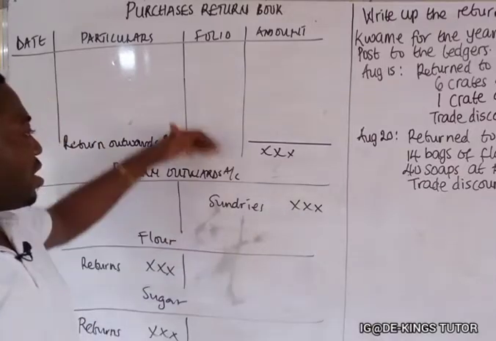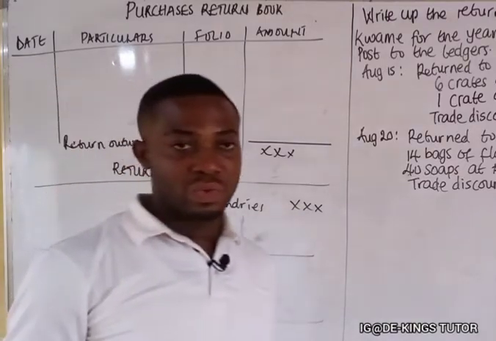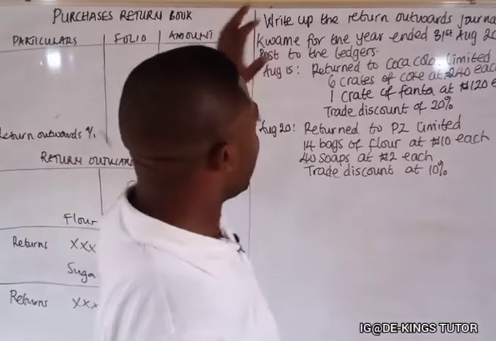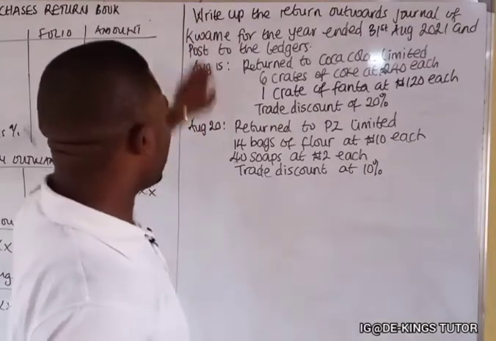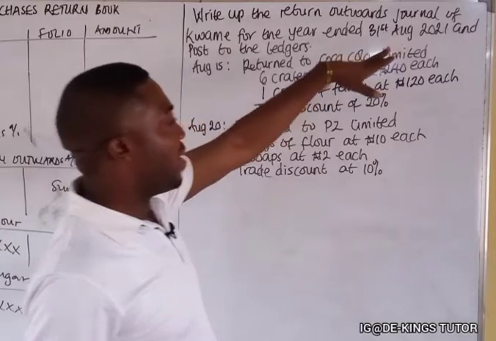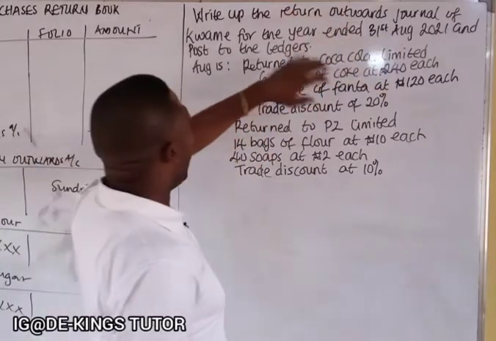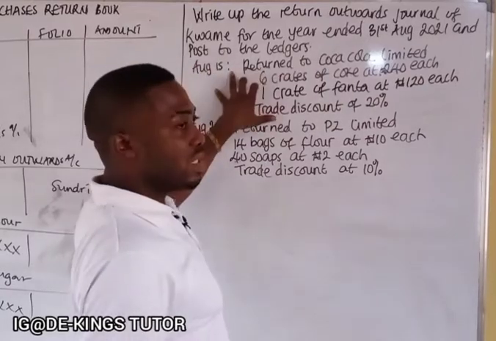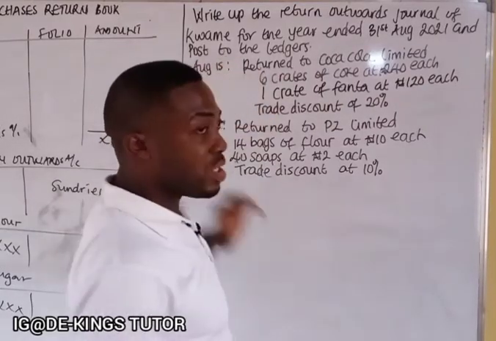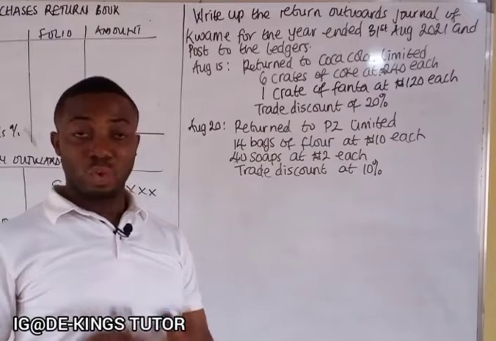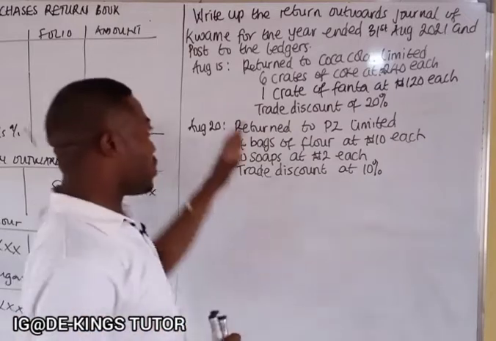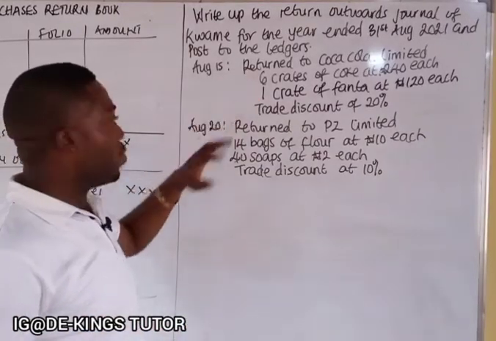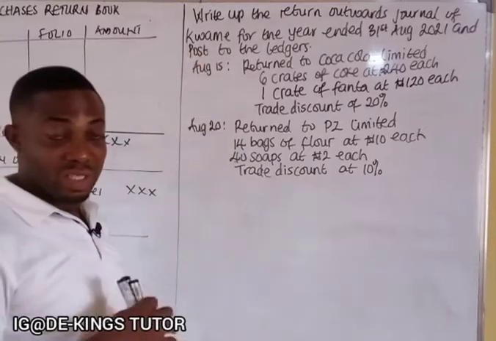Okay, so this is a day book and this is what? A ledger account. Well, we are going to see a question. Now I said, write up the return outwards journal for Kwame for the year ended 1st August 2021 and post to the ledgers. If you watch the purchases day book, I advise you, if you have not seen that, please watch it. We use the same example. It's like they bought the same items and they're returning them back.